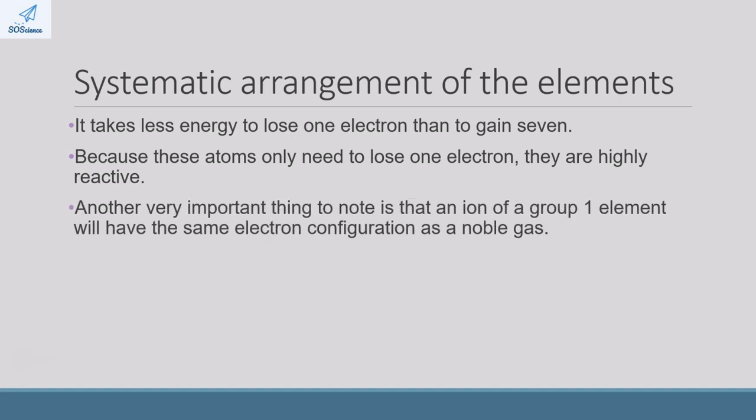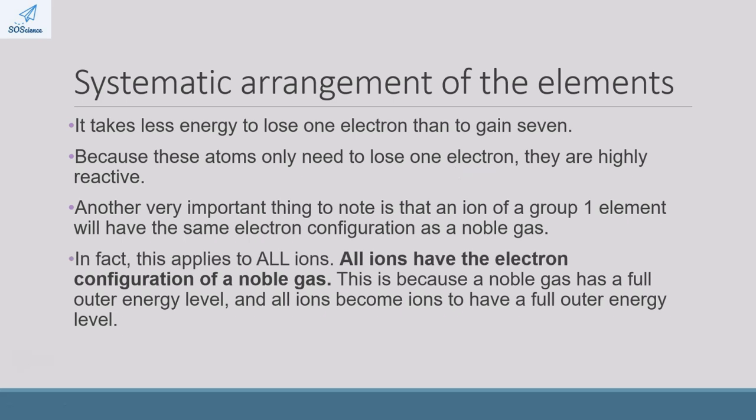Another very important thing to note is that any ion of a group 1 element, and in fact any ion of any element, will have the same electron configuration as a noble gas. So this applies to all ions. All ions have the electron configuration of a noble gas because a noble gas has a full outer energy level, and atoms become ions in order to have a full outer energy level.